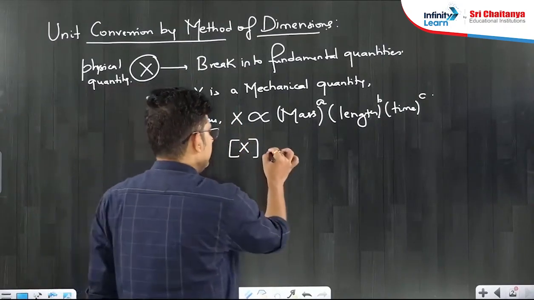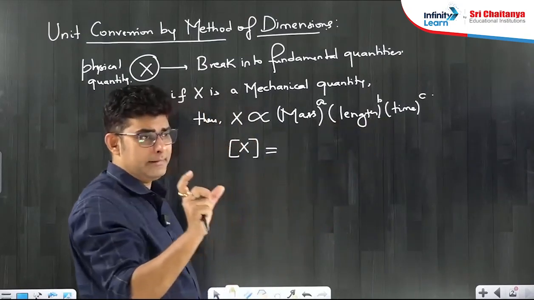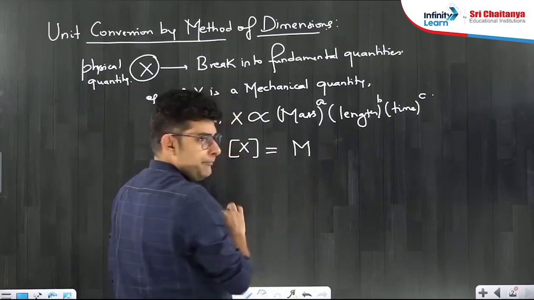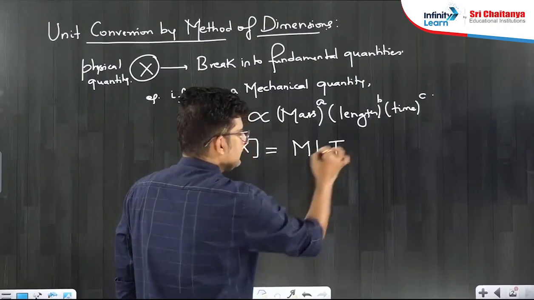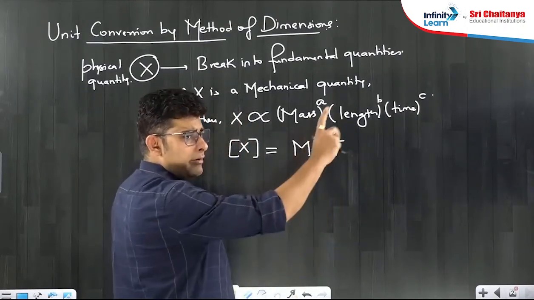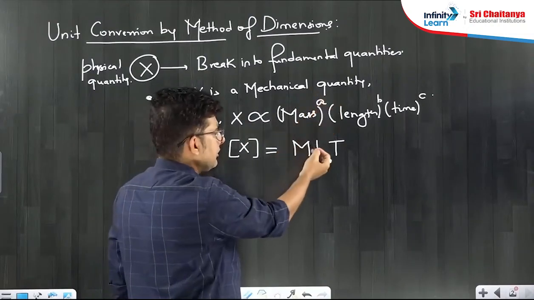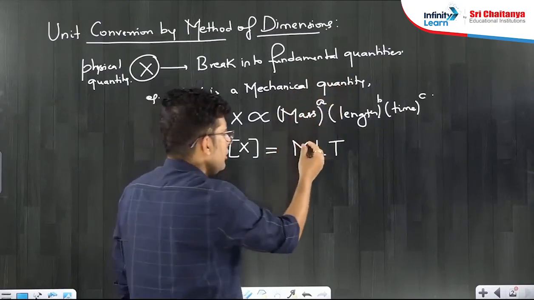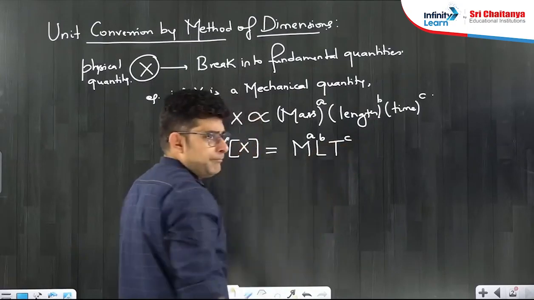When we represent X like this, we call it a dimensional formula. What we do is we give mass, length and time symbols. Listen carefully. For mass, we will be using M. For length, we will be using L. For time, we will be using T. But every physical quantity may be represented in terms of mass, length and time to some powers, which may be different from each other. So I will take the powers as a, b and c.